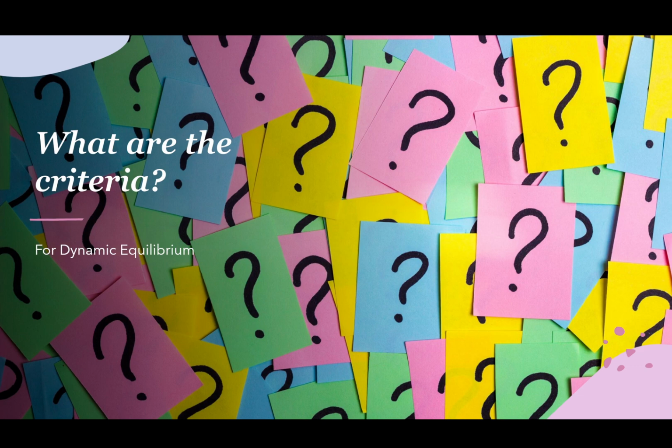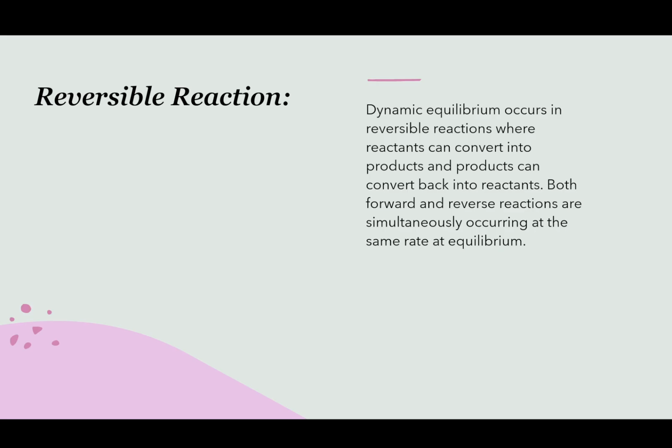What are the criteria for dynamic equilibrium? Let's look at the first criterion. It must be reversible. If this reaction itself is not reversible, it cannot be in equilibrium. Why? Can anybody tell me why, if the reaction isn't reversible, it can't establish a dynamic equilibrium?